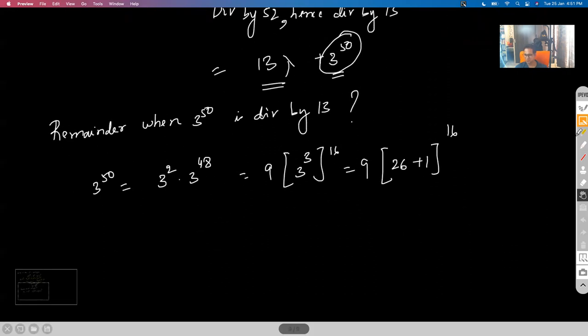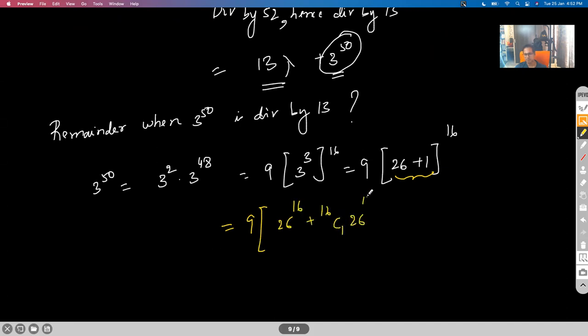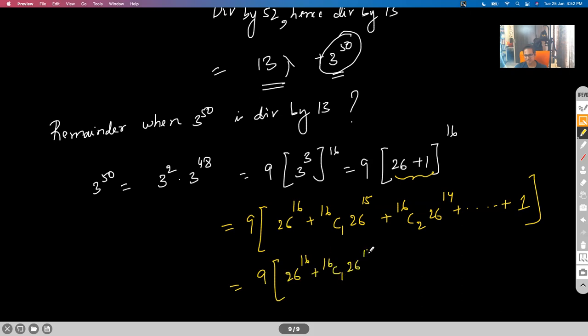Now don't worry if a 9 comes here. That is fine. I can manage with that 9. But I just want to get this as a multiple of 13 plus or minus 1, which I was successful in doing. So when you expand this, you end up getting 26 to the power 16. Next term will be 16C1, 26 to the power 15. Then the next term will be 16C2, 26 to the power 14. The last term is going to be a plus one. So overall, it'll go up till this term, plus a 9. Yes or no?